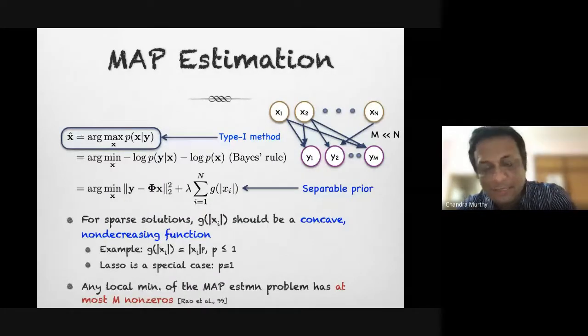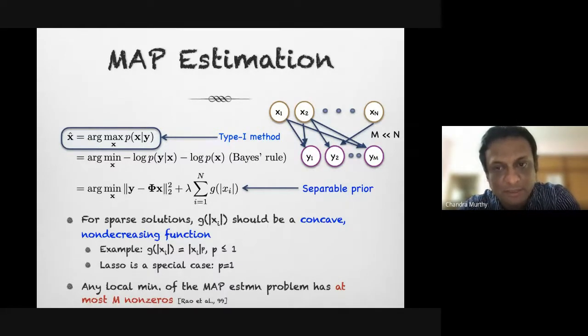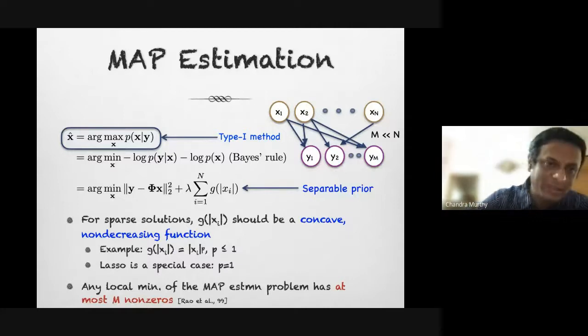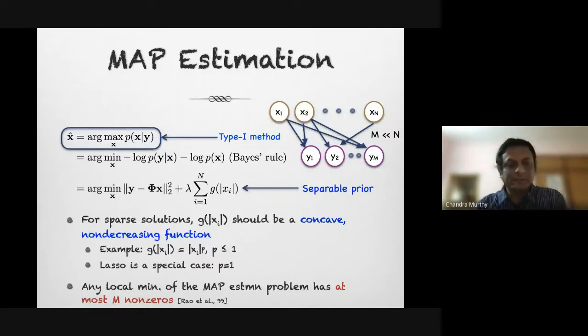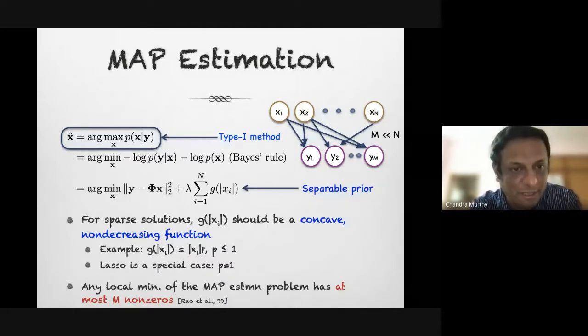So to explain the first type of methods, that is type 1 method, in maximum a posteriori probability estimation, your goal is to recover this vector x. So map estimation, the map estimation problem is exactly this equation in the box here.